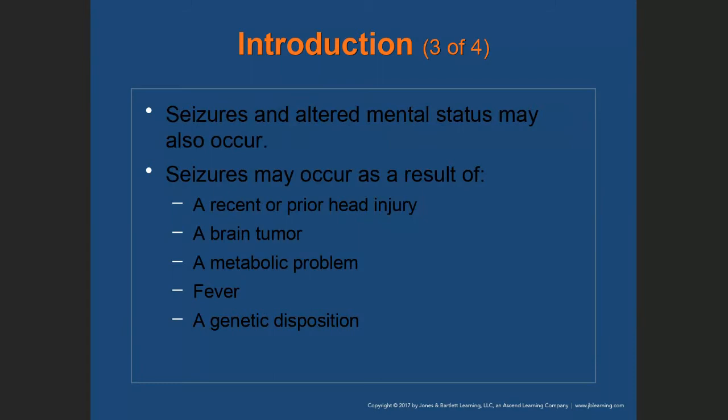Introduction. Continuing. Seizures and altered mental status may also occur. Seizures may occur as a result of a recent or prior head injury. Can be as a result of a brain tumor. It can be as a result of a metabolic problem, fever, or genetic disposition.